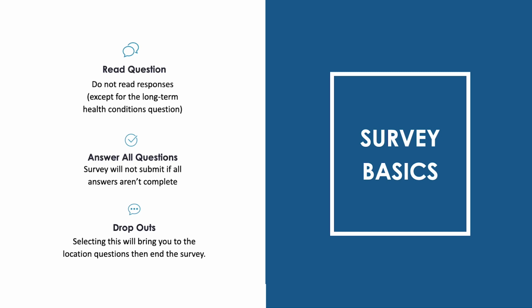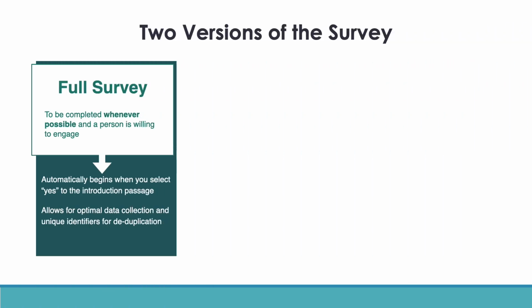As I mentioned earlier, there are two versions of the survey. The full survey is to be completed whenever possible when the participant you are talking to is willing to engage. The full survey will automatically begin once you select Yes to the introduction passage. We emphasize completing the full survey whenever possible because it allows for optimal data collection and also creates a unique identifier for each person that we can use to deduplicate if needed.